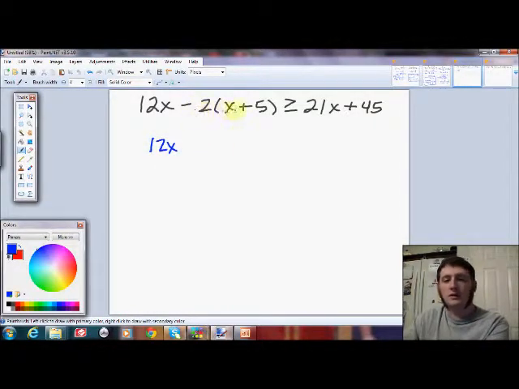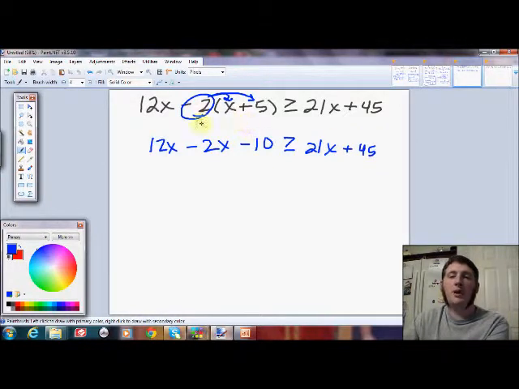12x, distributing a -2, would be minus 2x minus 10 greater than or equal to 21x plus 45. A couple of you might be going, but wait a minute, we multiply by a negative. Why aren't we reversing the inequality? We did not multiply by a negative on both sides of the inequality. We did not move a negative across the inequality. All we did was within one side of the inequality distribute a negative, and that's fine.